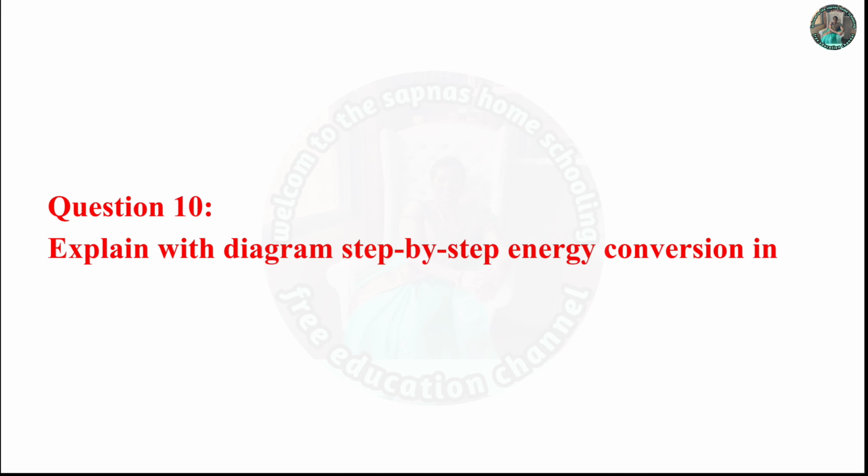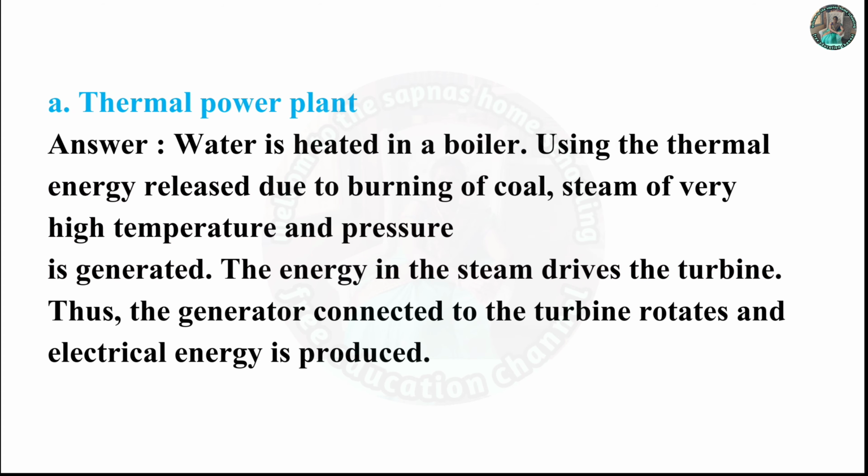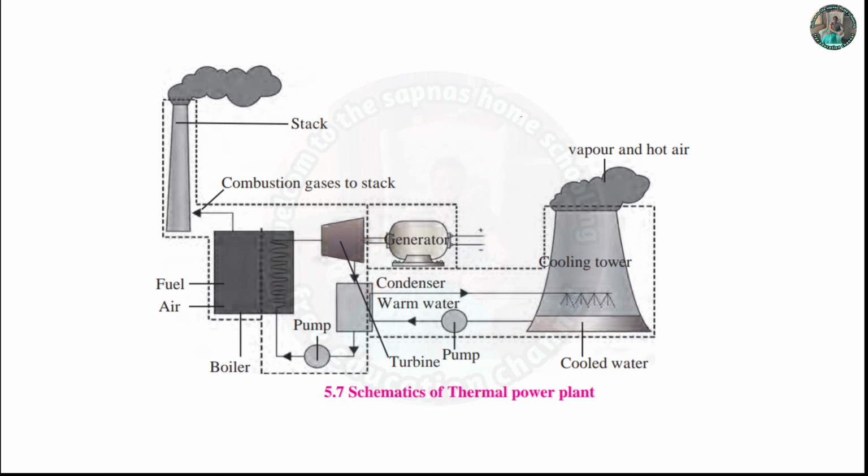Question 10. Explain with diagram step by step energy conserving aim. A. Thermal power plant. Answer. Water is heated in a boiler. Using the thermal energy released due to burning of coal, steam of very high temperature and pressure is generated. The energy in the steam drives the turbine, thus the generator connected to the turbine rotates and electrical energy is produced. This is how energy is produced. This is the diagram of the thermal power plant.